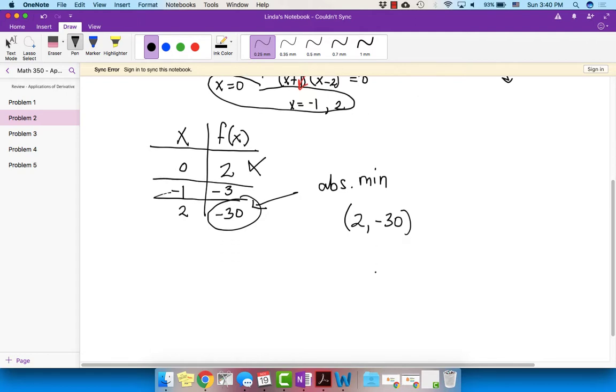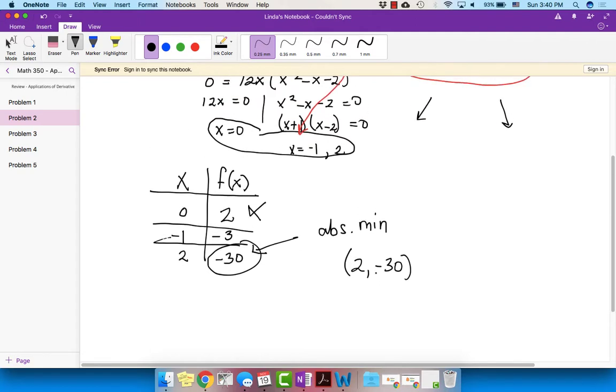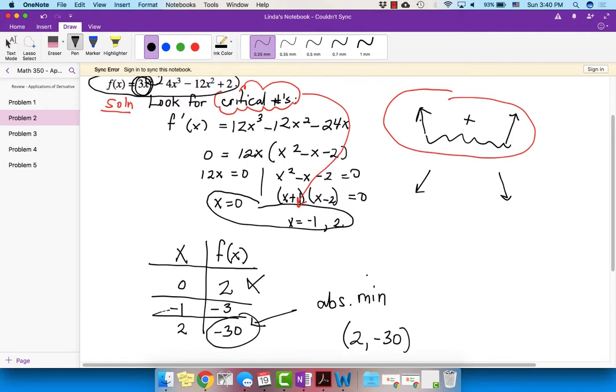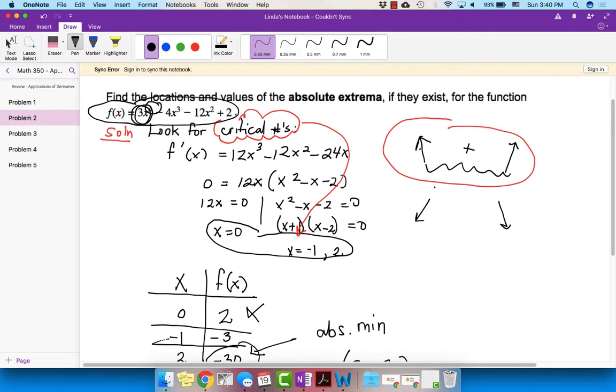Now I have a question for you, that I think I kind of answered already: why don't we have an absolute maximum? Well, you should always go back and consider the behavior of the original function itself. All right, we will go to problem number 3 in a moment.